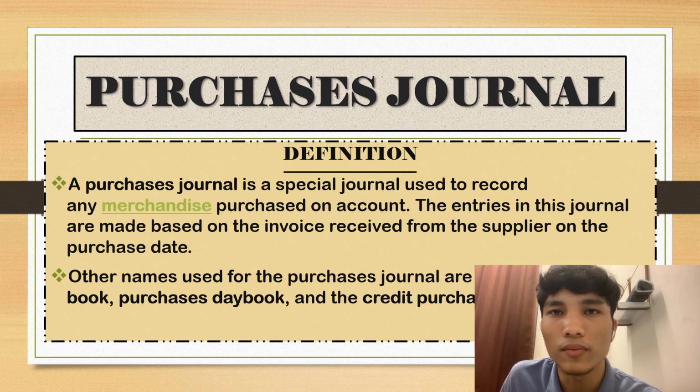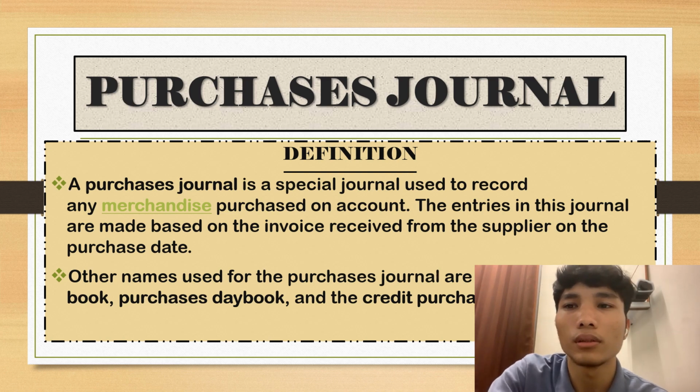Referring to this definition, the purchases journal is always used in the business world. This journal only records purchases by credit. After that, the accountant can record the transaction easily. For your information, the purchases journal does not need to record a purchase of goods that happens only once. Other names used for the purchases journal are the purchase book, purchases table, and the credit purchase journal.